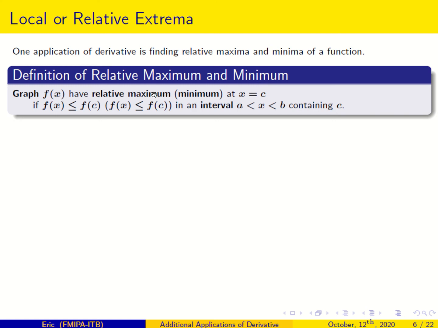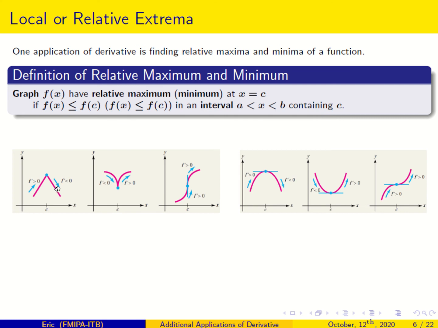The graph y equals f(x) has a relative maximum at x equals c if f(x) is less than f(c) in an interval (a, b) containing c. So at x equals c, the graph of this function has a maximum. Why? Because in this neighborhood, maybe this is a, this is b, and in the interval, it is the highest. f(x) is less than f(c), so f(c) is the highest compared with f(x) around this neighborhood of c.